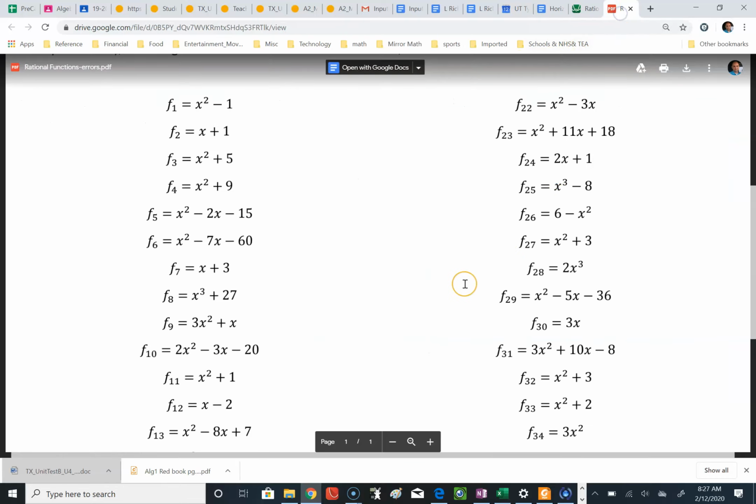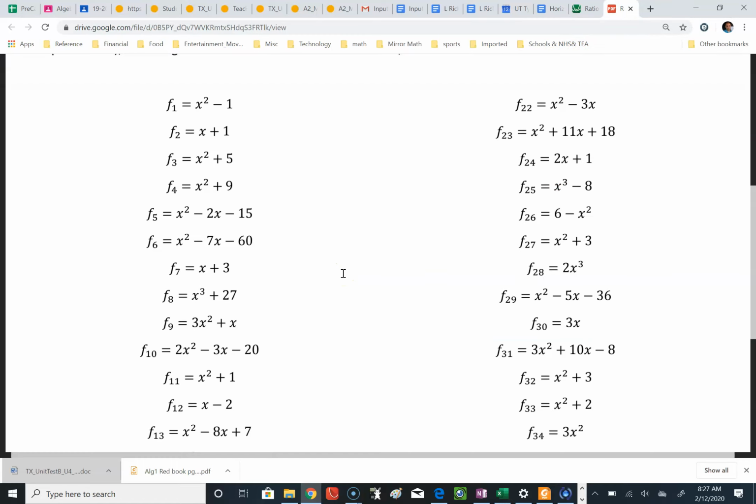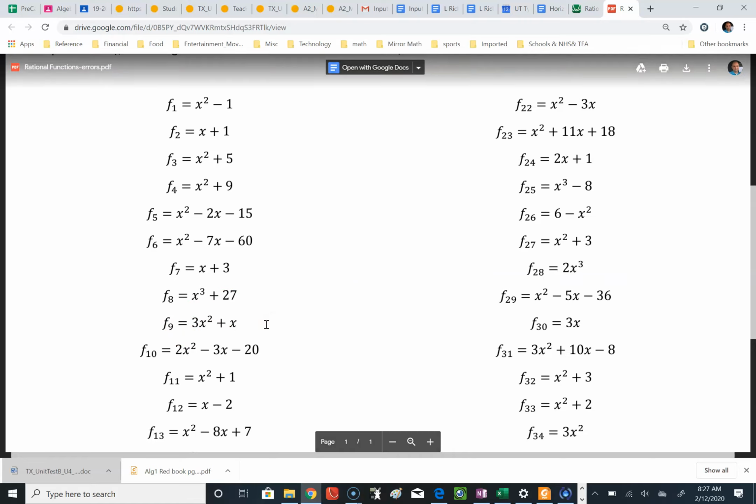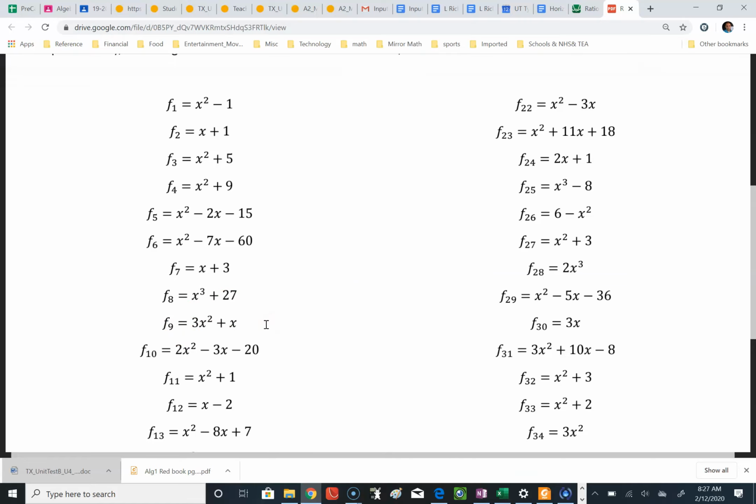Back to this little deal here. Function 9. What is the leading coefficient there? The leading coefficient is 3. What makes it the leading coefficient? True, but I need a little more specific. Caroline, can you try to tighten up that? What makes 3 the leading coefficient of function 9? That's it. It is the coefficient of the largest power.